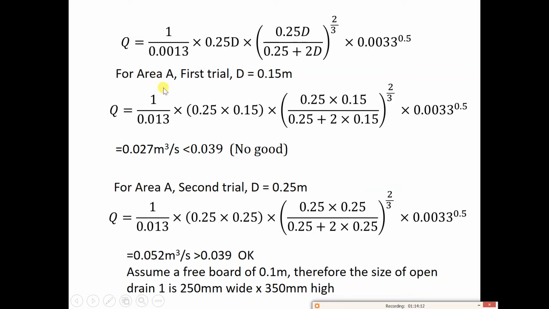For this open drainage design, it is actually the same as the stormwater pipe. We have two Qs. Q is the peak discharge: Q equals CIA divided by 360. That is the peak discharge. This other Q is from the Manning equation, the Manning discharge. This Manning discharge needs to be at least equal to or bigger than the peak discharge.